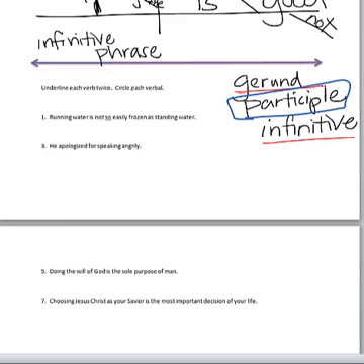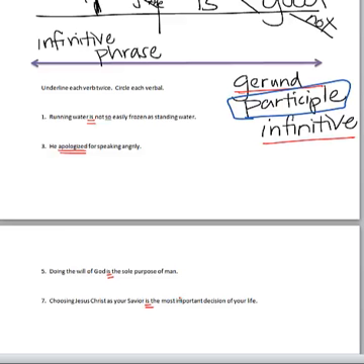Okay, okay. So underline each verb twice, circle each verbal. Let's find the verbs first. Running water is not so easily frozen as standing water. Is. He apologized for speaking angrily. Apologized is the verb. Doing the will of God is the sole purpose of man. Is. Choosing Jesus Christ as your Savior is the most important decision of your life. Is. Okay, so we found the verbs of the sentence.